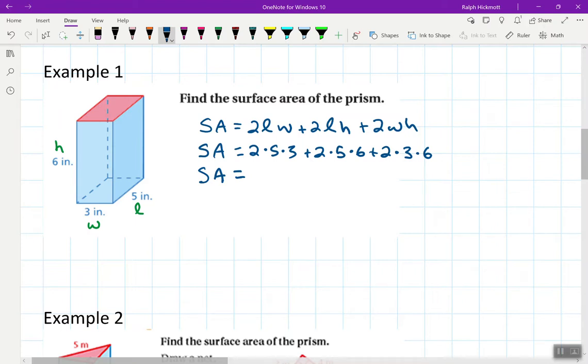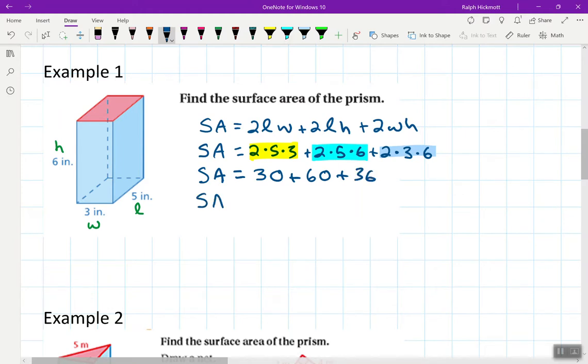So at this point, we can simplify each individual piece. And yes, I do want you to do each individual piece and write it down so we don't lose track of our work. So you can see what I've got highlighted there, each individual piece. It's more mental math. 2 times 5 times 3 is 30, plus 2 times 5 times 6 is going to be 10 times 6, which is 60. And then the last one, 2 times 3 times 6, is 6 times 6, which is 36.